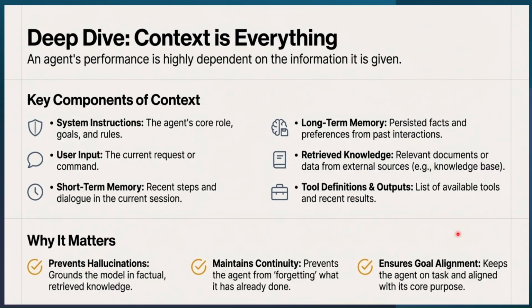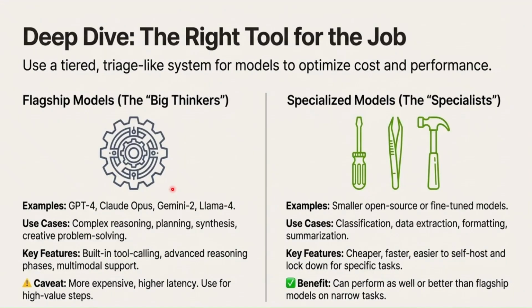So let's understand a little bit deeper what the context is. Whenever we want to build the agent, we have to set the context. We want to provide a system instruction: what is the role, what is the goal, what are the rules, input, short-term memory, long-term memory. These are going to help us to avoid hallucination, maintain the continuity of the agent, and ensure the goal alignment. We are not deviating from what we are supposed to be doing.